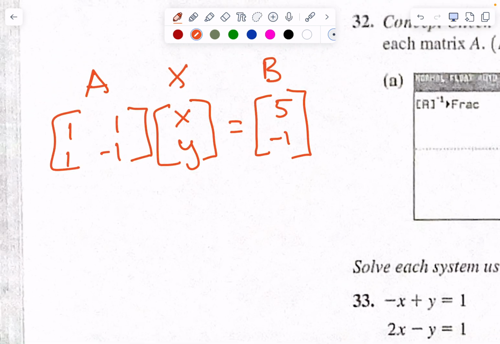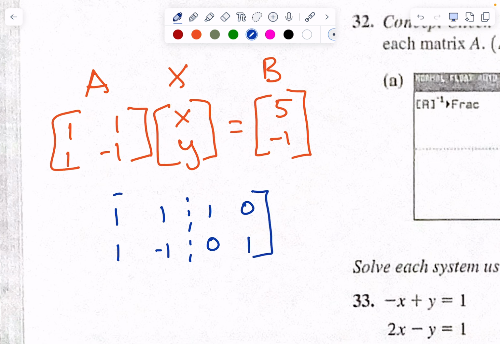All right, we have to figure out what A inverse is, right? So 1, 1, 1, negative 1. I'm going to augment him with the identity, which is this guy, and then we're going to reverse them all. Okay? All right. Here we go.